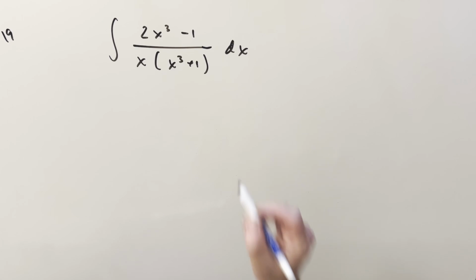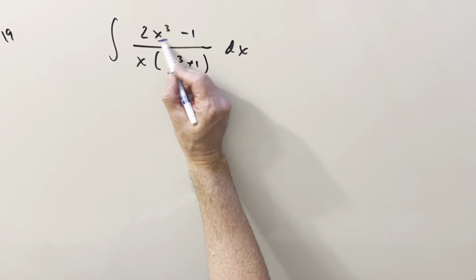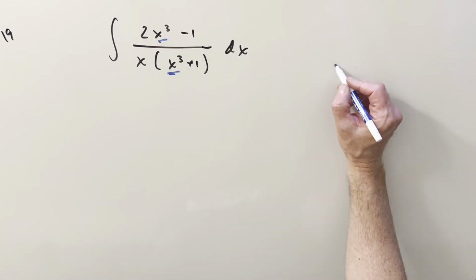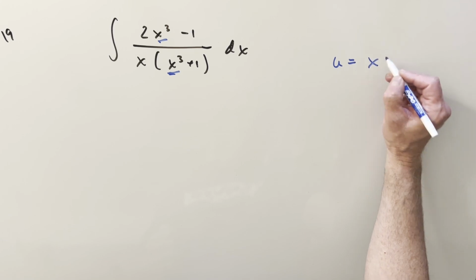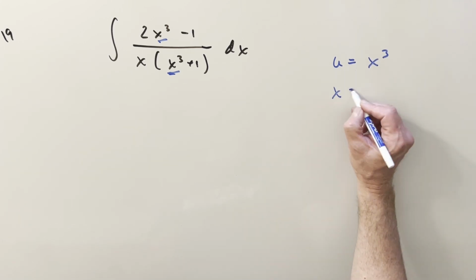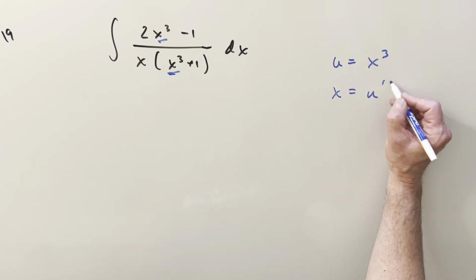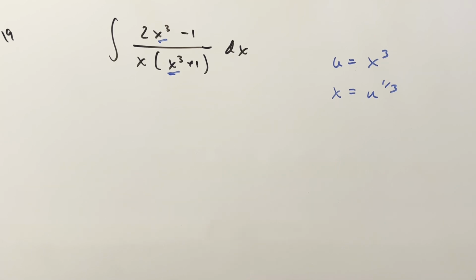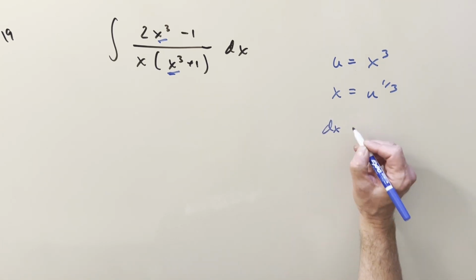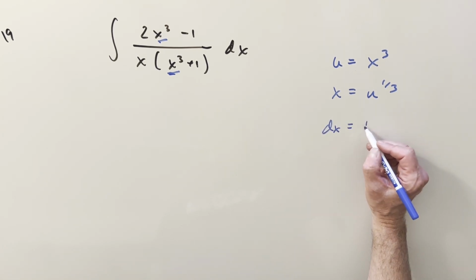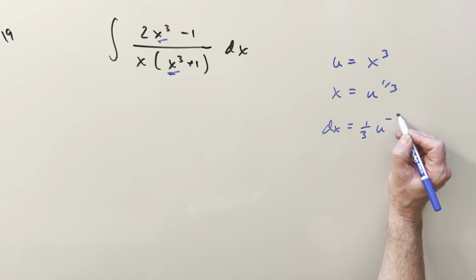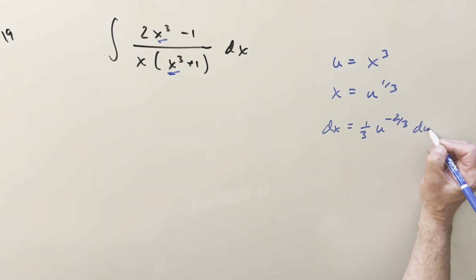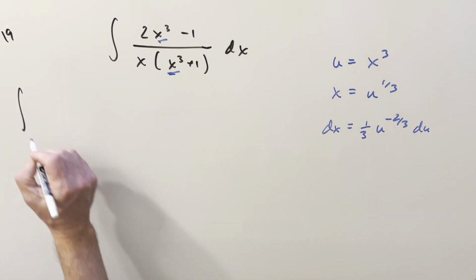I think what I'm going to do instead is u substitution. I want to clean up this x cubed and try to simplify it that way. So I'm going to do u equal to x cubed. That means x is going to be just u to the 1/3. Take a derivative, so then dx is going to be 1/3 u to the minus 2/3 du. So then we'll go ahead and substitute and see what happens.